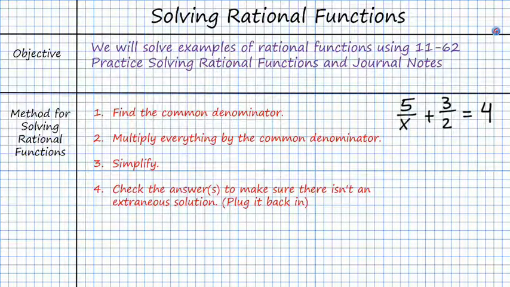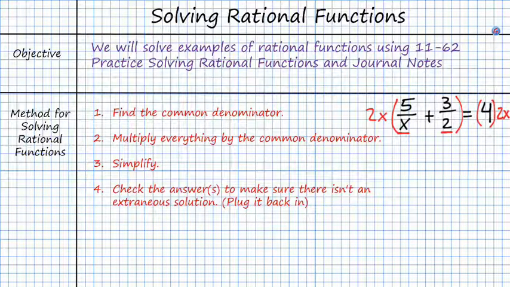Step one is that we find the common denominator. So if I take an example here of 5 over x plus 3 over 2 is equal to 4, and we want to solve for x, then that's the process that we'll go through here. So we need to find the common denominator. So I need to find a common denominator of x and 2. Well, if I factor them, they're not really factorable, so all I really need to do is multiply everything by 2x.